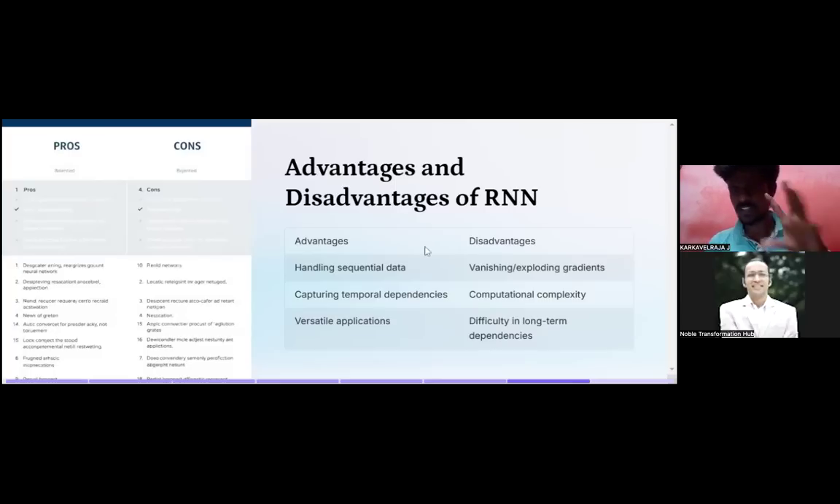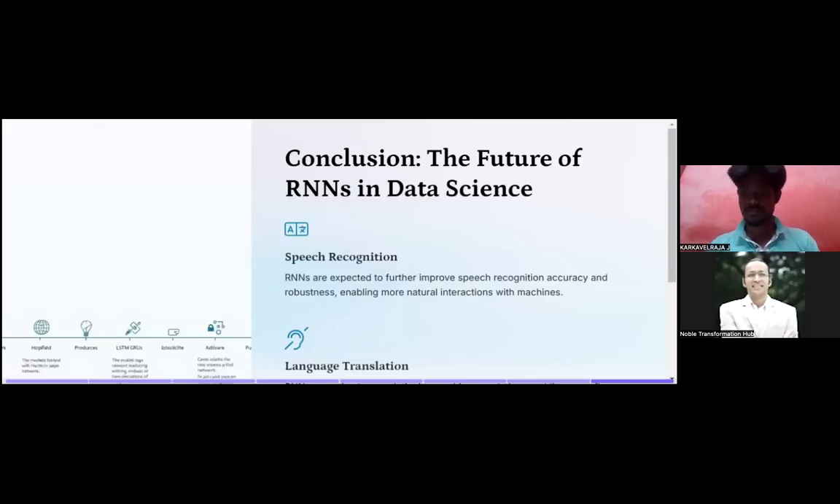Yes, sure sir. So these are the advantages and disadvantages of RNN. Let's move on to the next slide. Conclusion: the future of RNNs in data science.